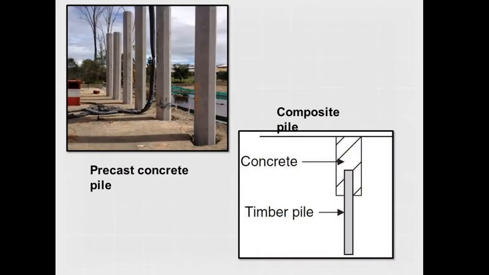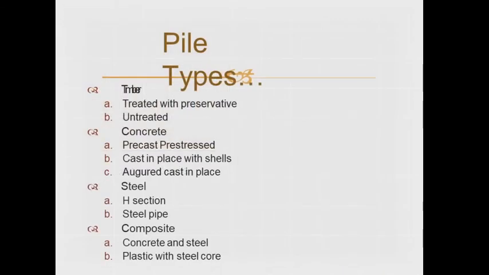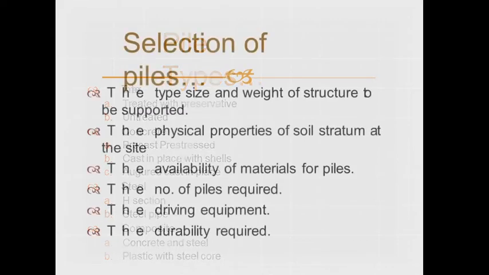Concrete piles are of two types, namely precast and cast in situ piles. These are tapered or parallel, and concrete piles are characterized by their high structural strength and high load capacity. Mostly these precast concrete piles are used for foundation purposes, and there is the composite pile, a combination of concrete and timber. These are again the classification of pile: H section, steel, composite, concrete, and plastic.